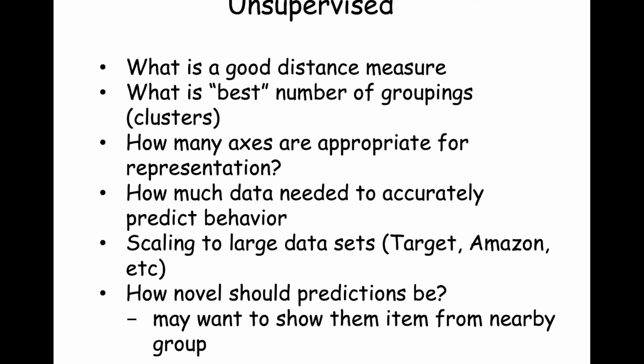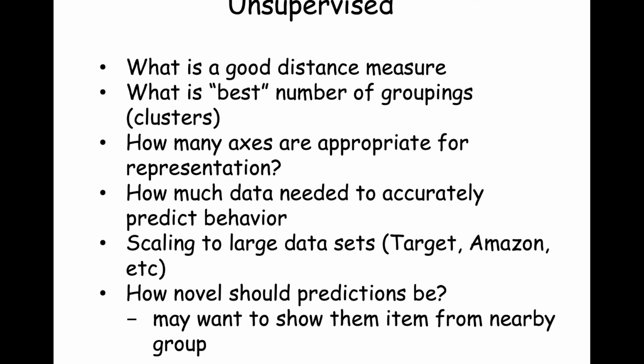What is the best number of groupings, or how many clusters? Now, of course, if the cluster count is too high, you're going to get some very specific results. If the cluster count is too low, you're going to get too much generalization in your cluster results. So the question then is how many axes are appropriate for the representation. So the best number of groupings talks about how specific you want to be and if the data can support it, but the number of axes talks about the appropriate representation, feature space representation.